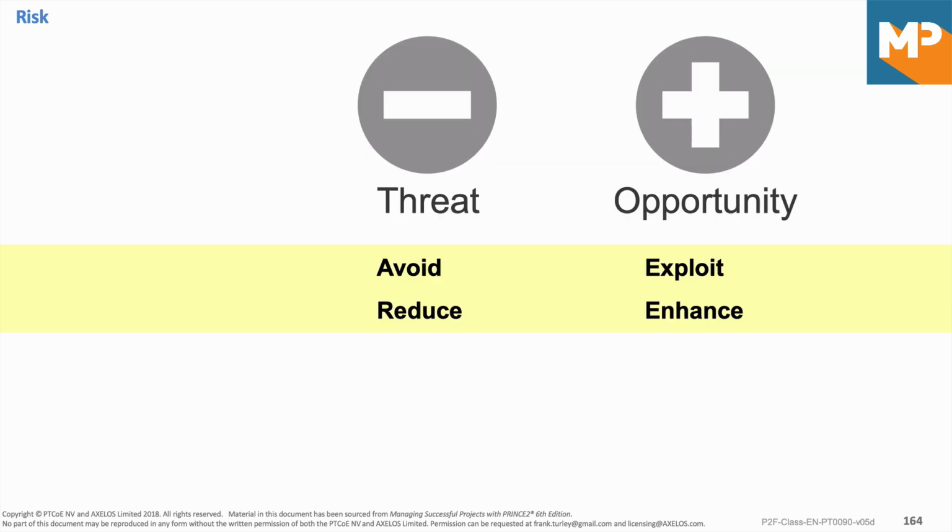Right, so let's go over the responses. With the threat, one of the responses is avoid or reduce, and for opportunity it is exploit or enhance. Actually, the most common response to a negative threat is to reduce. We do that in two ways. We reduce the likelihood of the risk happening, or we reduce the impact on the project if the risk does happen. Then exploit is just saying yes, and enhance is where we do something to make use of that opportunity that will show up.